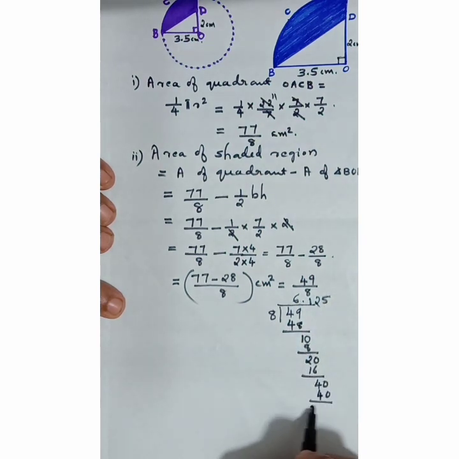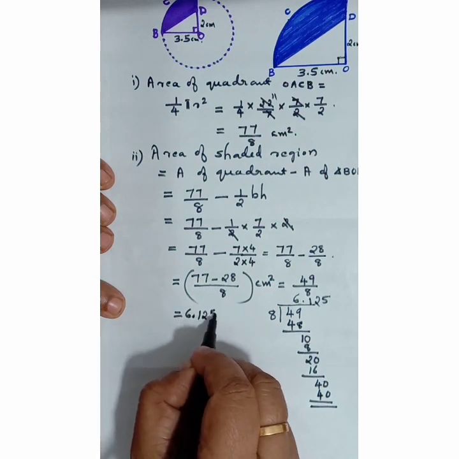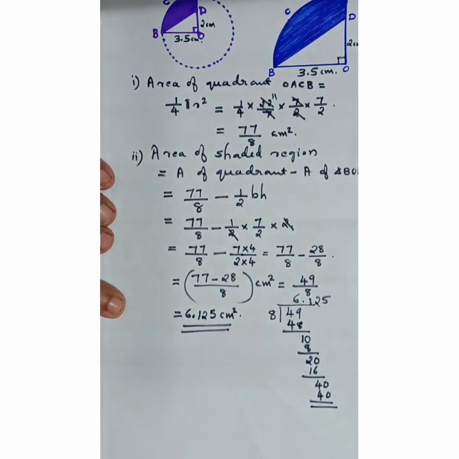Okay. So here we have the answer. What is it equal to? 6.125 cm square. That is the area of the shaded region.